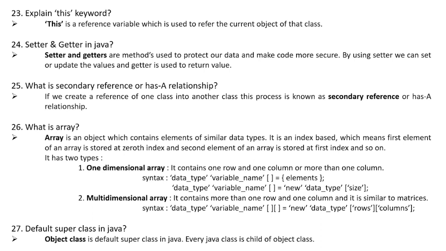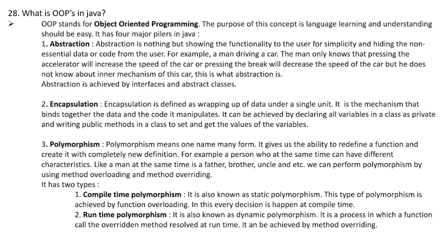27. Default superclass in Java. Object class is the default superclass in Java. Every Java class is a child of object class. 28. What is OOPS in Java? OOPS stands for Object-Oriented Programming. The purpose of this concept is that language learning and understanding should be easy. It has 4 major pillars in Java.